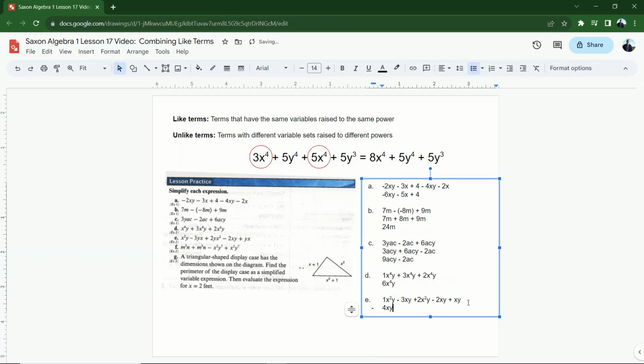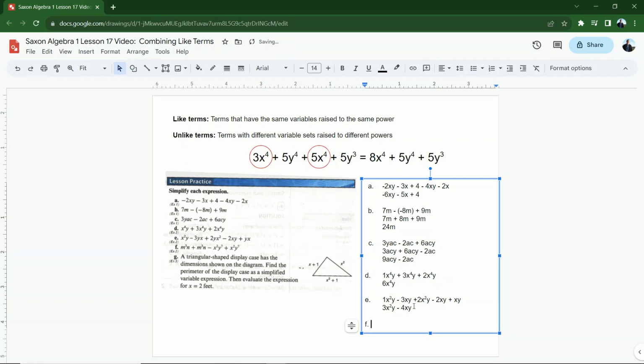But what about what comes before the minus 4xy here? Well, I see that I have 1x squared y plus 2x squared y. That's going to be 3x squared y. I can't combine these any further because they have different variable sets, so I just have to move on to the next problem, letter F.